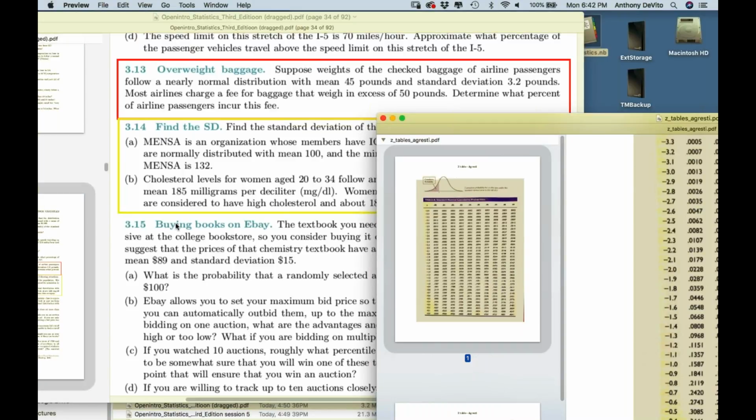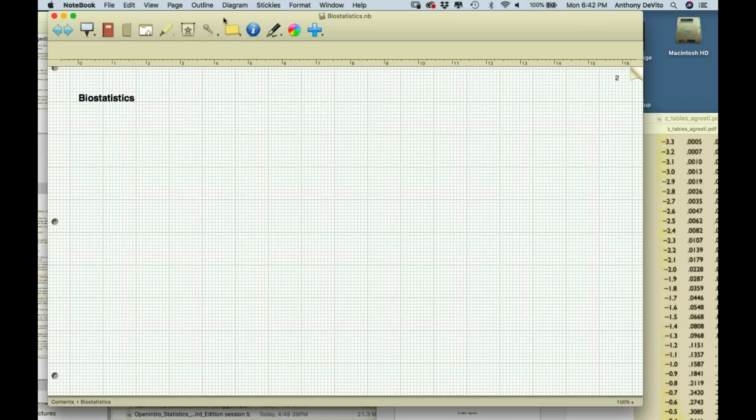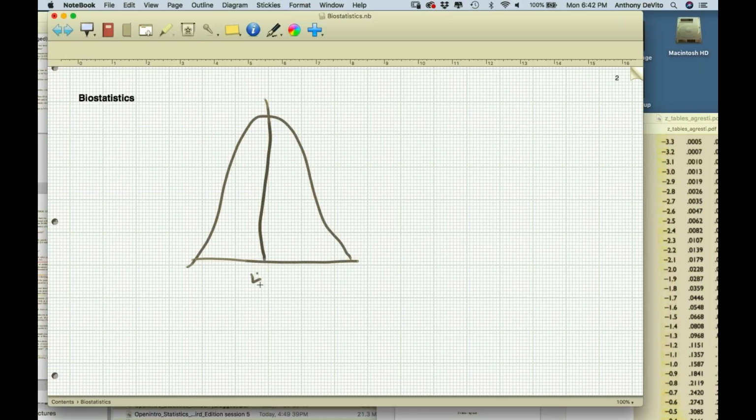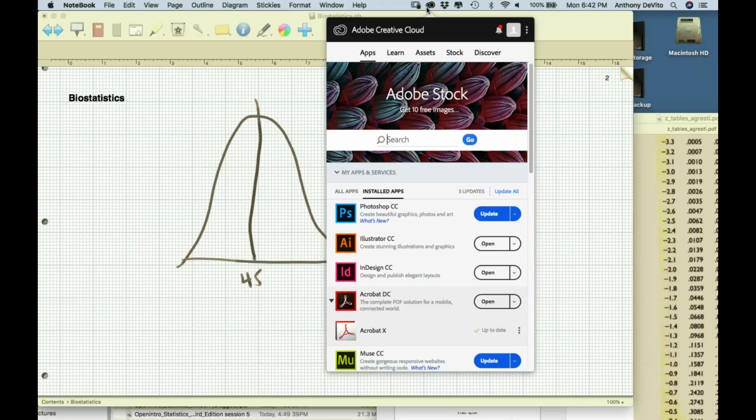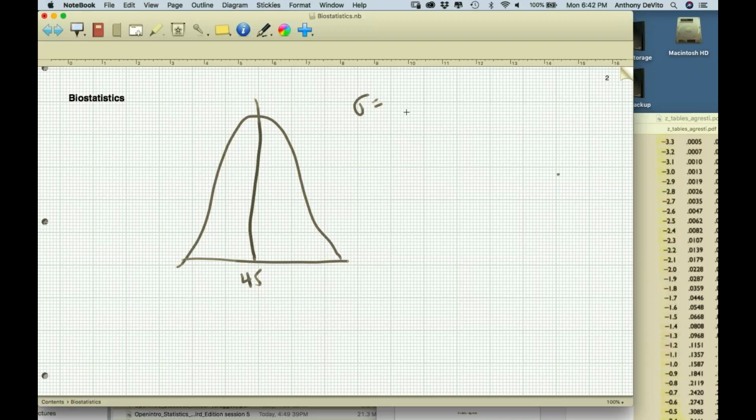Let's draw a distribution. Okay, our mean is 45 pounds. Our standard deviation was 3.2 pounds. And we want to know what percentage of these bags go above 50 pounds, right? Percentage that are above 50 pounds. Well, this is actually a pretty easy one, isn't it?